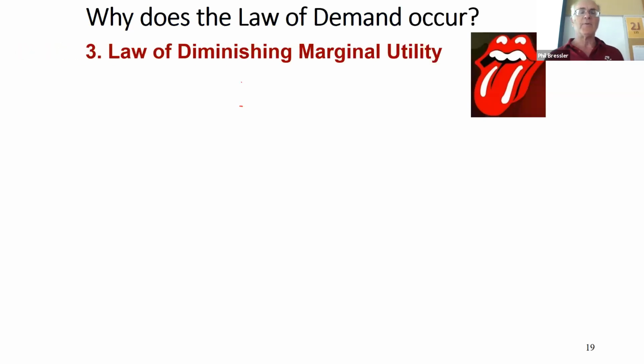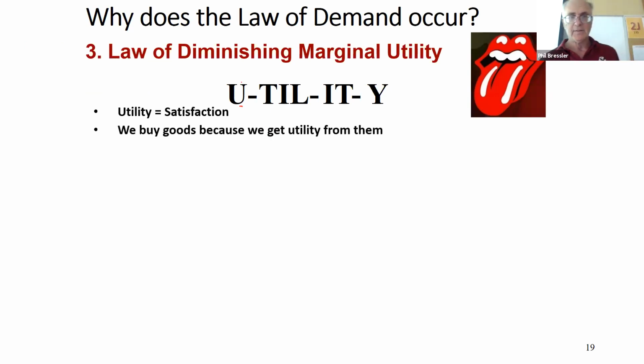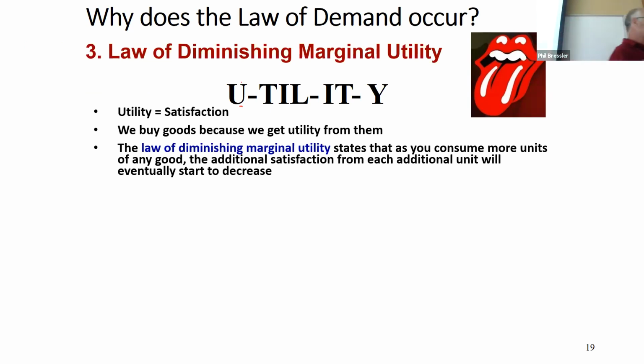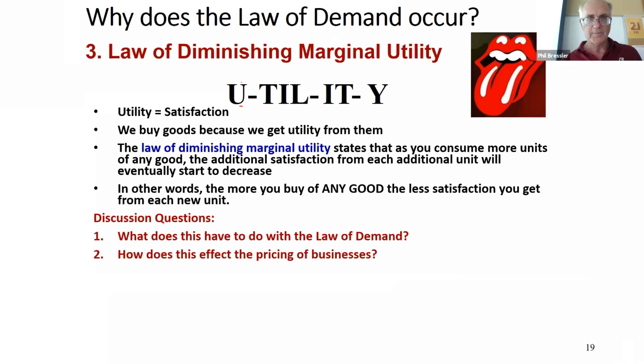All right, last thing, law of diminishing marginal utility. That's what we talked about with the donuts. In economics, utility is satisfaction. The law of diminishing marginal utility is that as you consume more units, as he was eating more and more donuts, the additional satisfaction will eventually start to decrease.